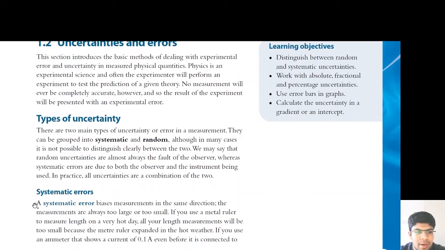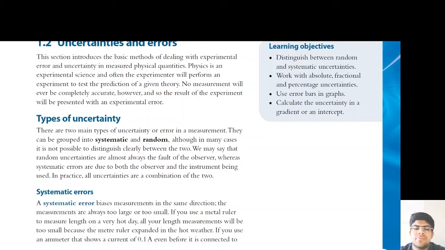Systematic errors. A systematic error biases measurements in the same direction. The measurements are always too large or too small. If you use a metal ruler to measure length on a very hot day, all your length measurements will be too small because the ruler expanded in the hot weather, because metals expand in the heat.